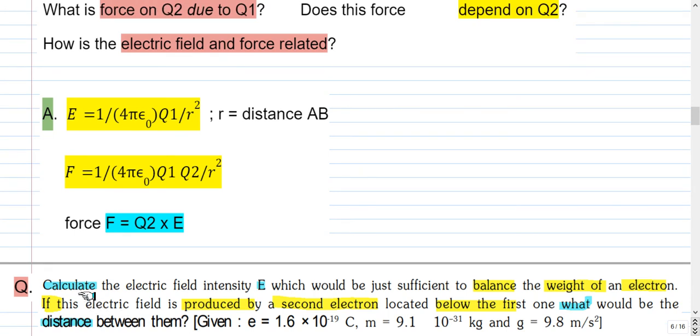This is the next question. Calculate the electric field intensity E, which would be just sufficient to balance the weight of an electron. If this electric field is produced by a second electron located below the first one, what would be the distance between them? Given electron charge is 1.6 into 10 to the minus 19 coulomb, mass of the electron is 9.1 into 10 to the minus 31 kg, and acceleration due to gravity g is 9.8 meter per second square. You can pause and attempt this question.